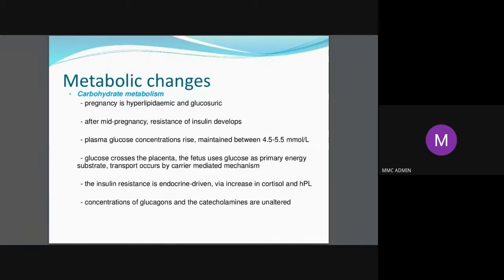So this hyperglycemia, what happens? It is going to trigger more of the insulin. There is a state of insulin resistance because of all the anti-insulin hormones. So postprandial hyperglycemia, because they are not letting the insulin act. So the insulin is going to increase. So there is hyperinsulinemia also. So this is something that you have to remember.